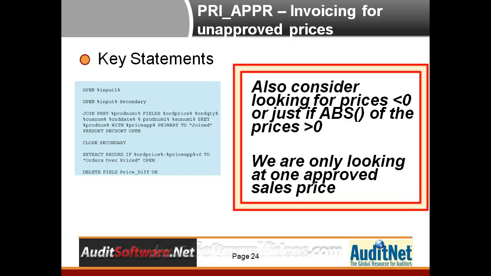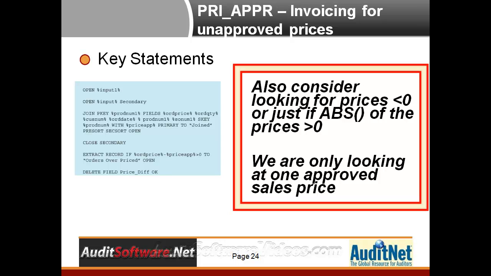You might also want to take a look for prices that are less than 0. So, in this case, we're looking for, say, revenue misstatements where we've overcharged somebody, but we might want to also look where we've undercharged somebody, and that would be less than 0. I guess you can get everything if, in essence, we took that extract record, if the absolute value of that whole equation, order price minus price approved, is greater than 0. So you could also just add an absolute value function around order price minus price approved, and by doing so, you'll end up with every difference between the prices.